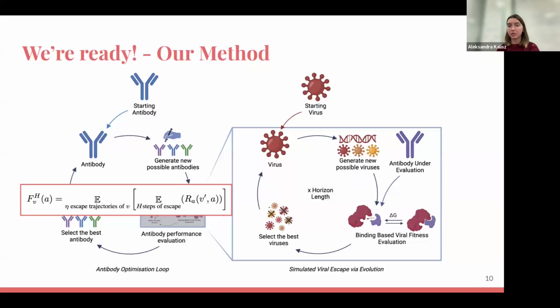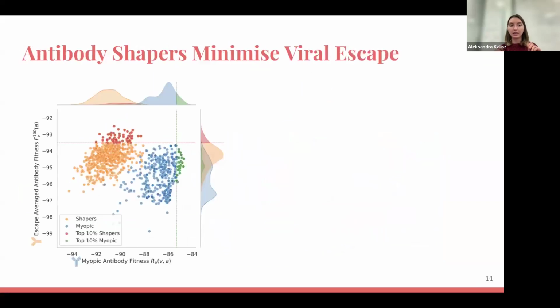So the myopic antibody only optimizes for the objective of binding to the starting virus. It never sees any changes in the virus. And so that's what gives us shapers and myopic. And then we can create many different antibodies in that way. Every single dot in that scatter plot corresponds to one of the antibodies that were either optimized as horizon 100 shapers or the myopic antibodies. So that's how you get these distributions.